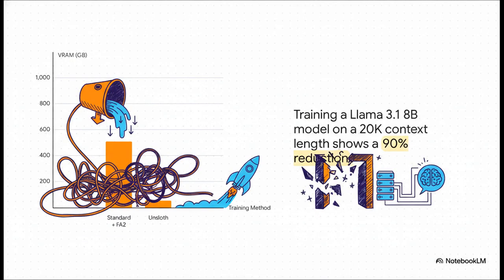And this is what that efficiency looks like in the real world. I mean, just look at this chart. To train a Llama 3.1 model on a really complex, long context reasoning task using the standard methods, you would need over 500 gigabytes of VRAM. That's insane. With Unsloth and GRPO, that number plummets to just 54 gigabytes. That is a 90% reduction that literally makes the impossible possible.